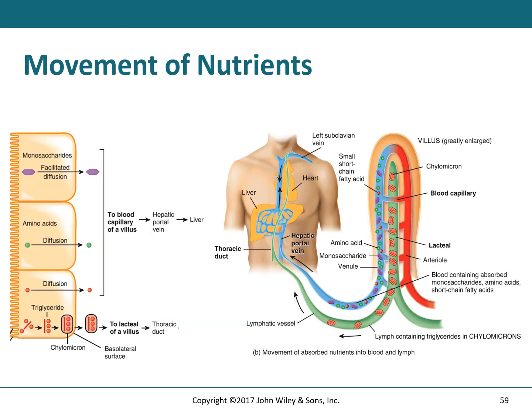So let's look at this a little bit more closely. As you can see here, monosaccharides, amino acids, and short chain fatty acids diffuse into the blood of the capillaries that are within the villi. And then they're going to be transported via the hepatic portal vein to the liver. And then the liver is going to have circulation that allows for transportation of those nutrients all throughout the body.